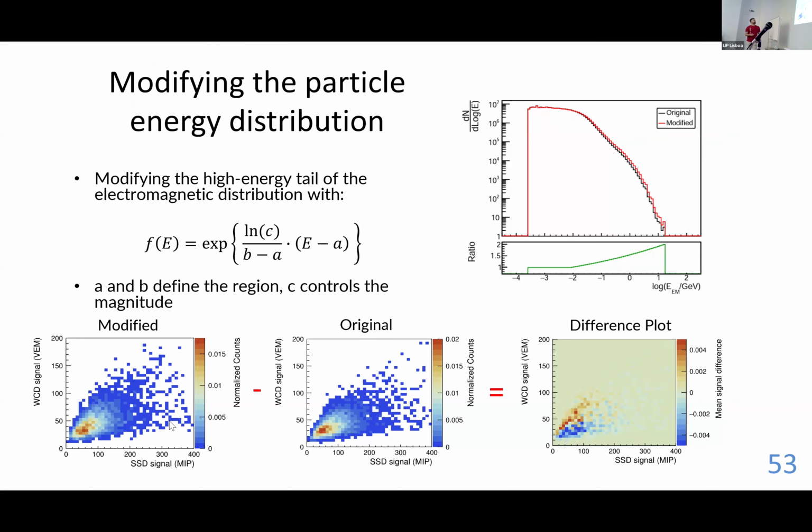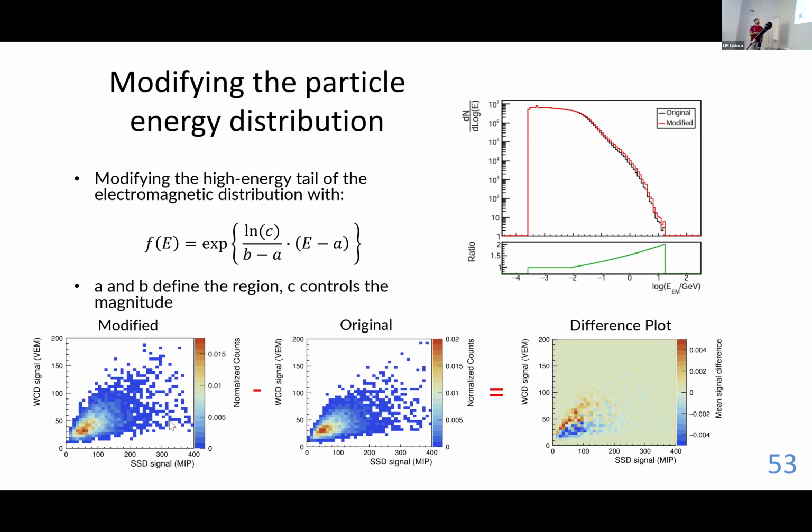Modifying the particle energy distribution, you can see there 2 lines, the red one is the modified one, and the original is the black one. Sorry, it's not completely visible here. And you have the ratio here. The idea is that you don't change the spectra up to a certain point, and then you change it. And you put this in the simulation, you simulate the detector, and you see what you get. So the modified one is this one, and the original is this one.